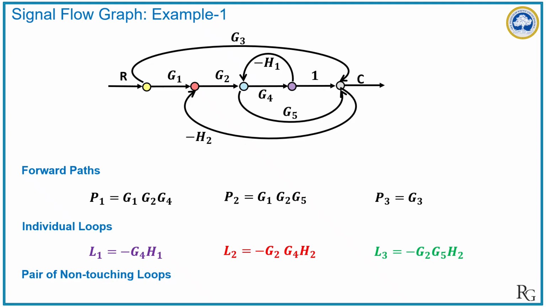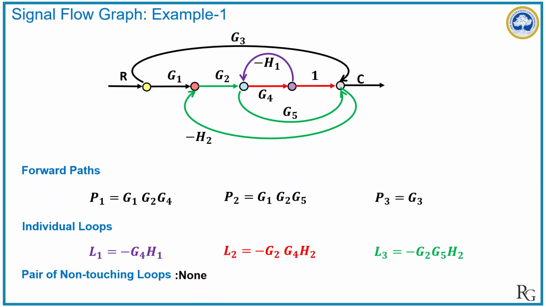Now we will see pairs of non-touching loops. Among L1, L2, L3, we will check which loops are non-touching to each other. First, we will check between L1 and L2 whether L1 and L2 are non-touching. Then we will see L1 and L3 whether they are non-touching or not. And then we will see between L2 and L3 whether those are non-touching loops or not.